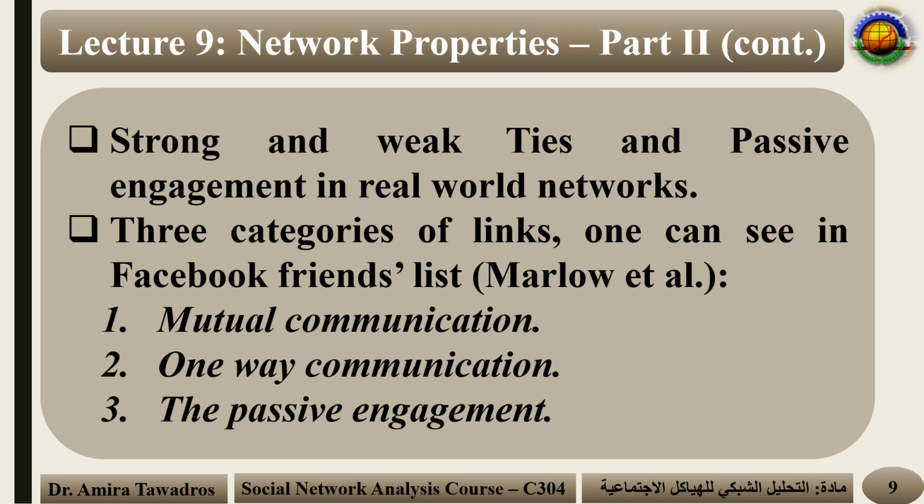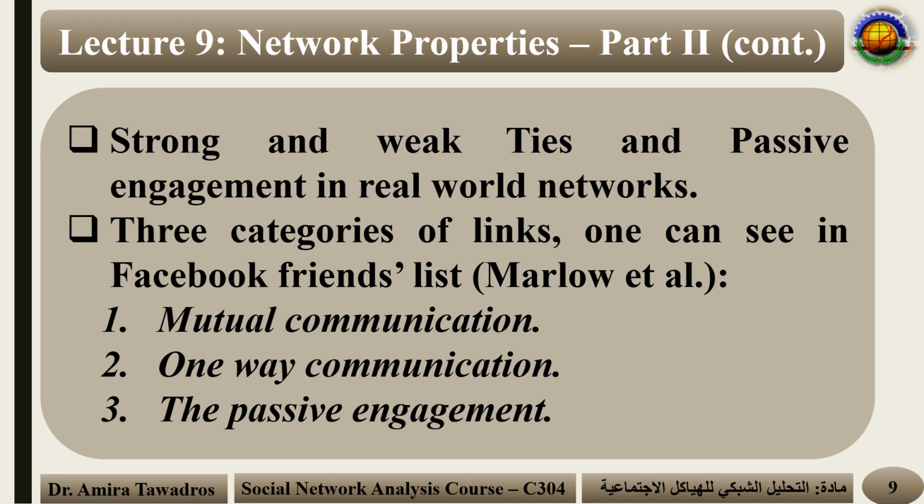The results of this experiment showed that we have three categories of links that one can see in a user's friend list. These three categories are as follows. Number one, mutual communication, number two, one-way communication, or number three, passive engagement. So what do these three categories mean? We will discuss this now.